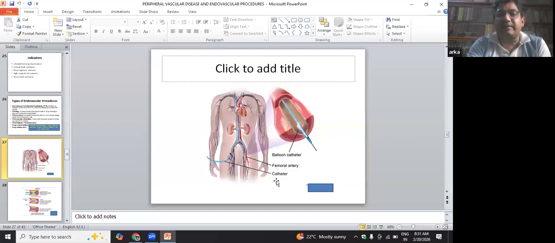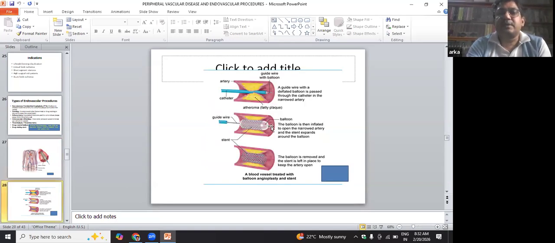So this is a picture of a balloon catheter introduced into the femoral artery, and after that it has been inflated. This is a guide wire with balloon. A guide wire with a deflated balloon is passed through the catheter into the narrowed artery. There is an atheroma. Now the balloon is there. The balloon is then inflated to open the narrowed artery, and the stent expands around the balloon. The balloon is removed now, and the stent is placed in that place to keep the artery open.